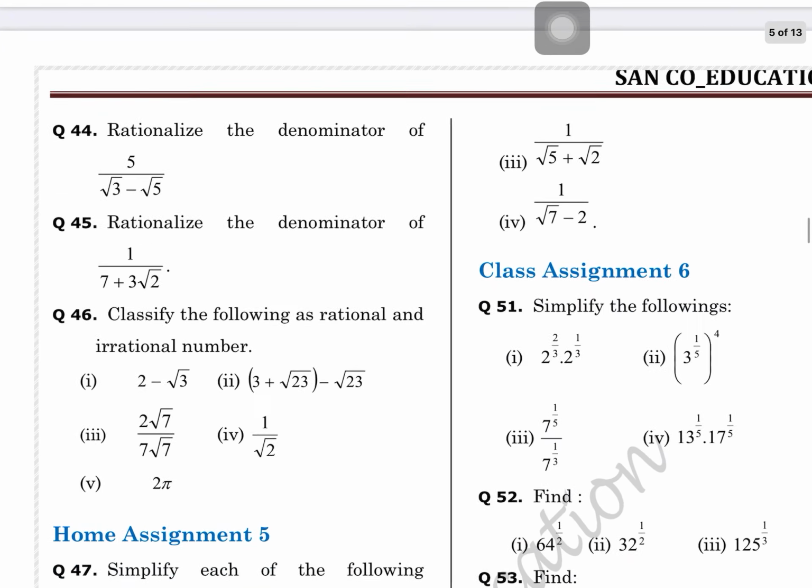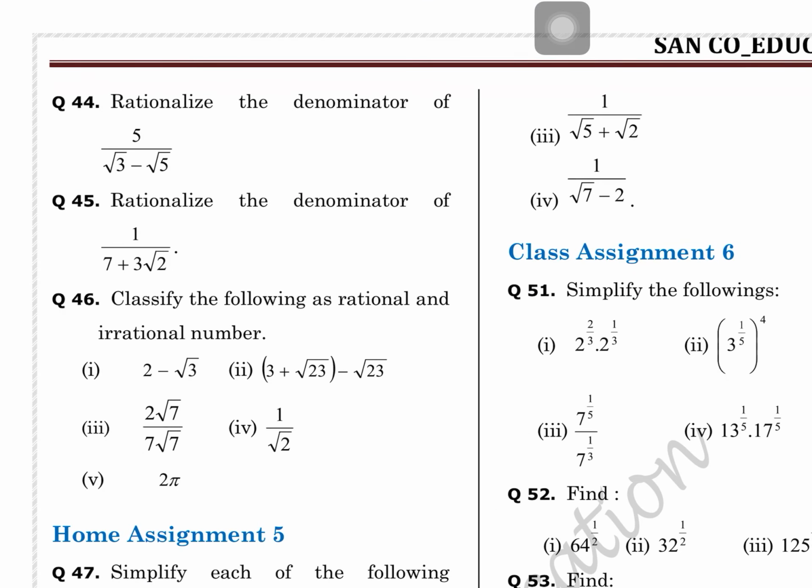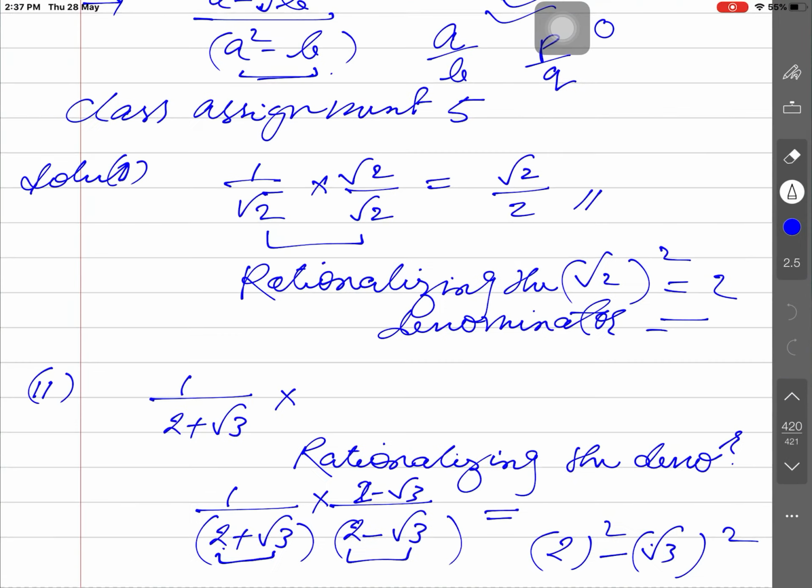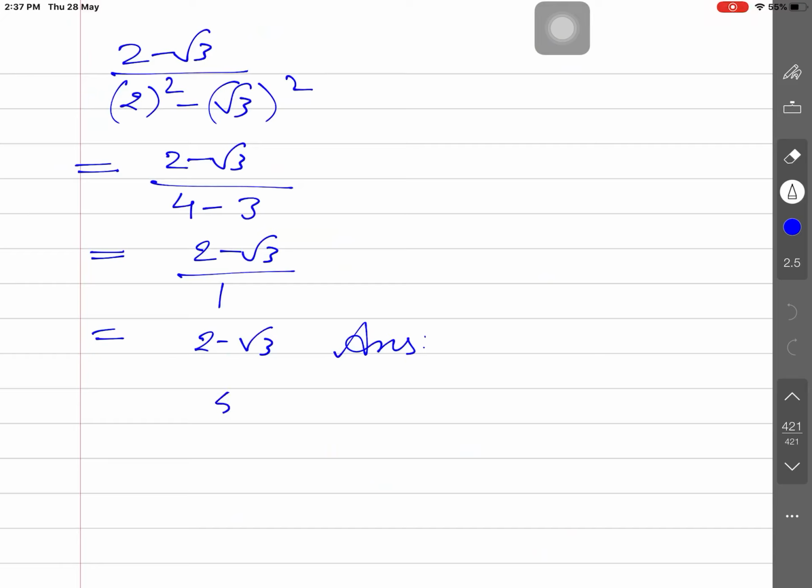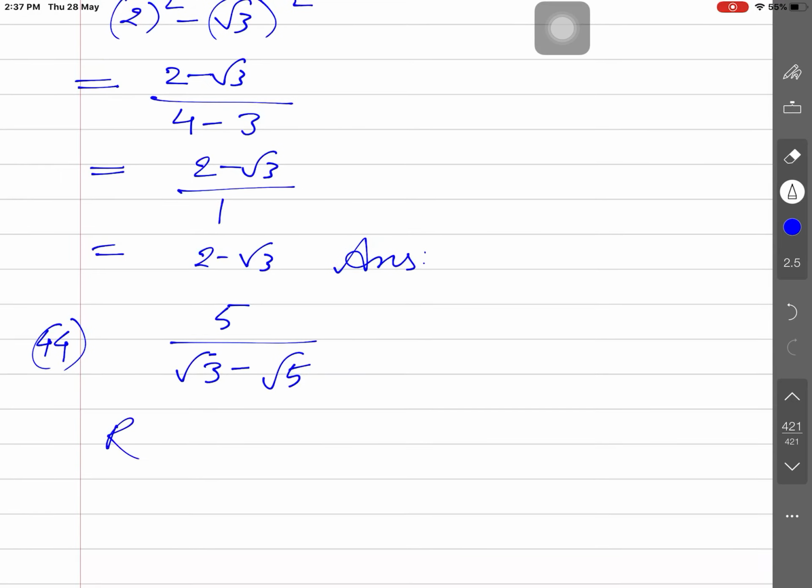The question number 44, rationalize the denominator. Same situation is there. Rationalize the denominator: 5 by root 3 minus root 5. This is the 44 number question. Clear? How is it to be done here? Same, rationalizing the denominator.